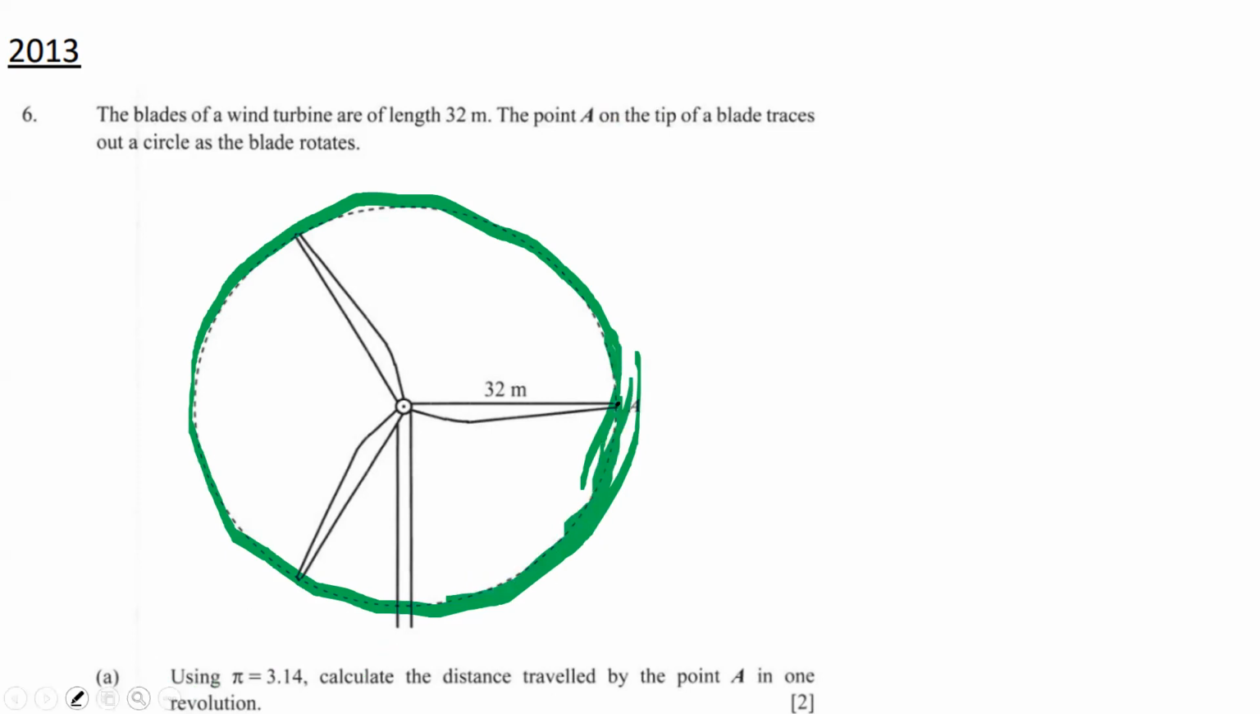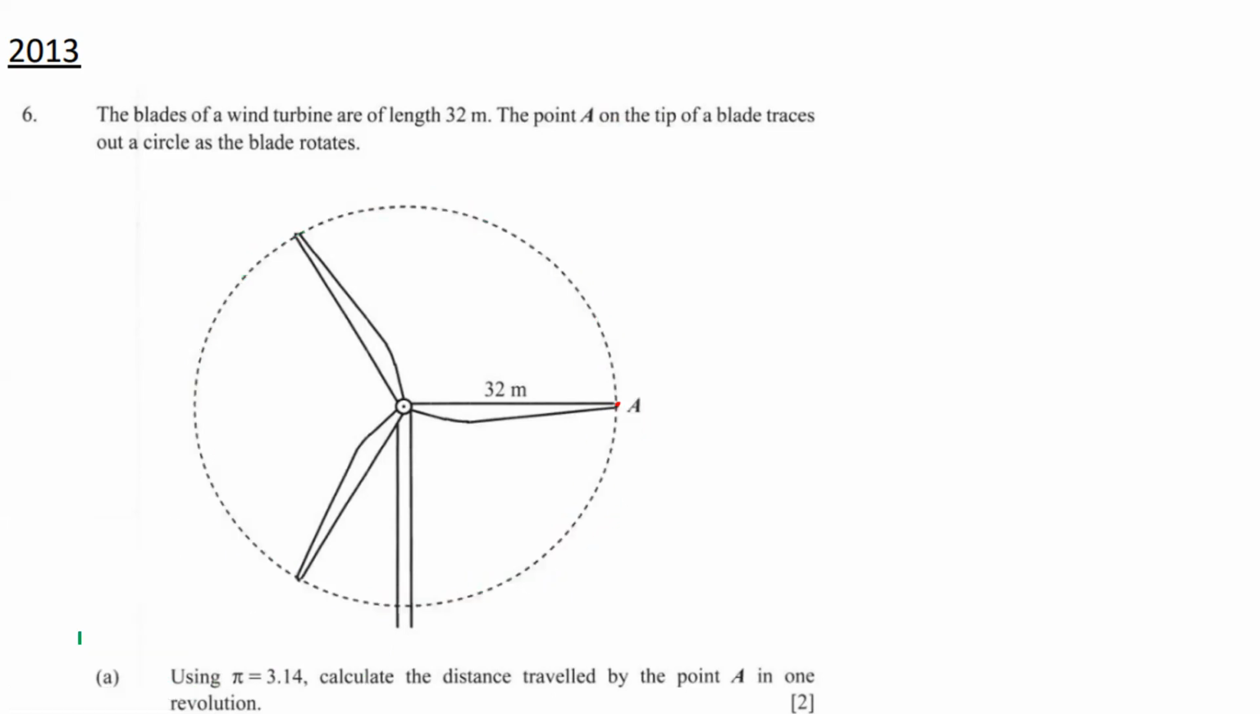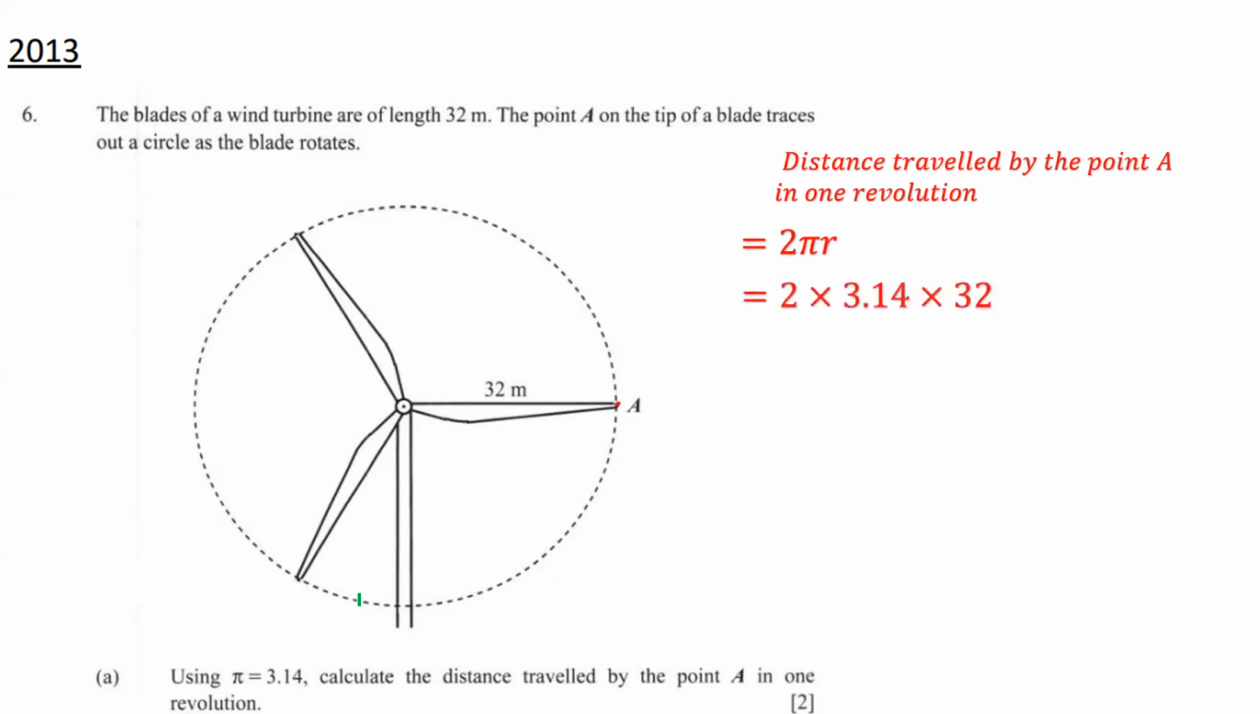So what we need to do is figure out what is going to be the circumference of the circle. Well, the formula for the circumference of the circle is 2 pi r, where pi is 3.14 and the radius is 32. So we have to multiply 2 times 3.14 and multiply it by 32. And our answer is going to be 6.28 times 32, which is 200.96 meters.